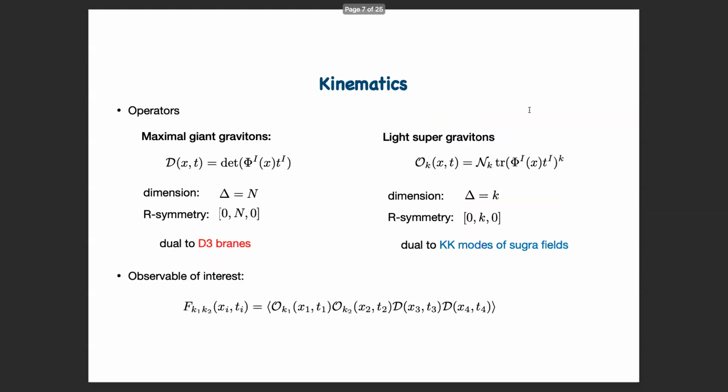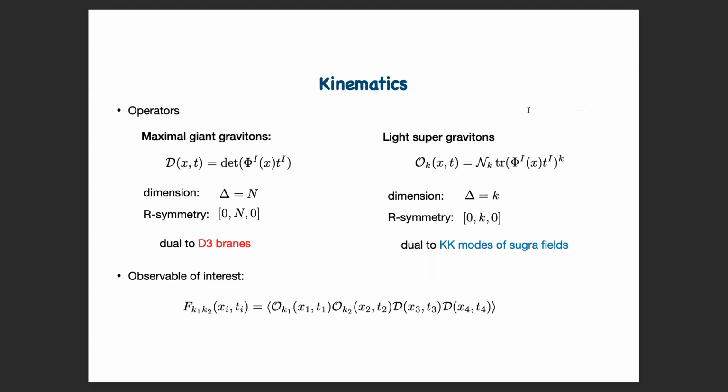Okay, so now let me be a bit more precise. As I mentioned, there are two types of operators we want to consider, heavy and light. For the heavy operator, I'm considering in particular the so-called maximal giant graviton operators. They are constructed from the 6 scalars of N=4 super Yang-Mills.